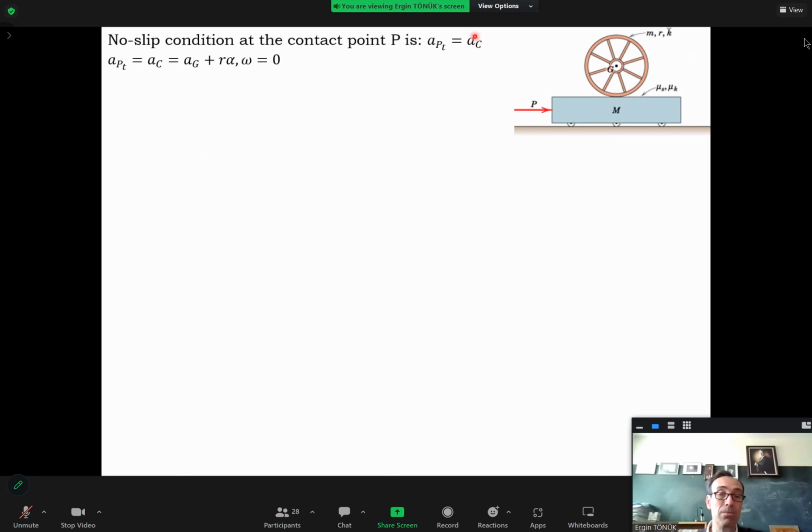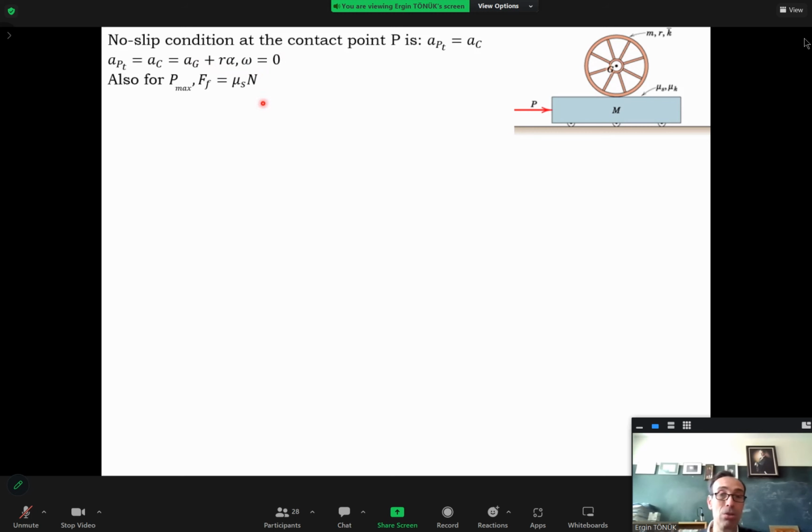So the acceleration of the cart, which I show with C, should be equal to the tangential acceleration of that point on the wheel. So what I should have is the tangential acceleration of the contact point is the acceleration of the cart, and it's actually equal to the acceleration of the mass center of the wheel plus R alpha. At the instant it starts to roll, omega is 0, okay?